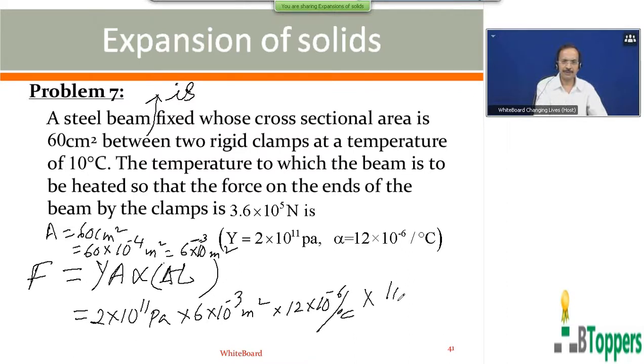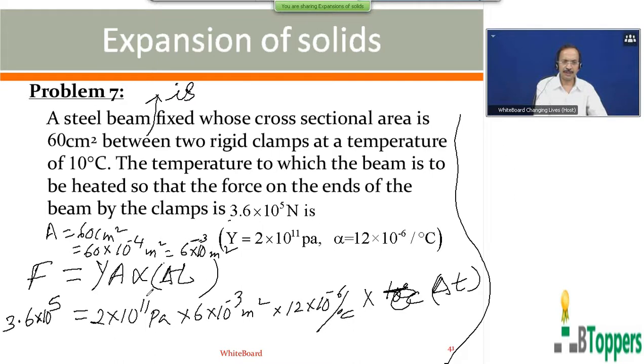The initial temperature is 10 degree centigrade. You have to find the increase in temperature, delta T. You are asked to find the final temperature to which the rod should be heated. For that, you have to first find the increase in temperature. The force exerted by each clamp on the support is 3.6 into 10 power 5 newtons. So from this, you have to calculate the value of delta T.